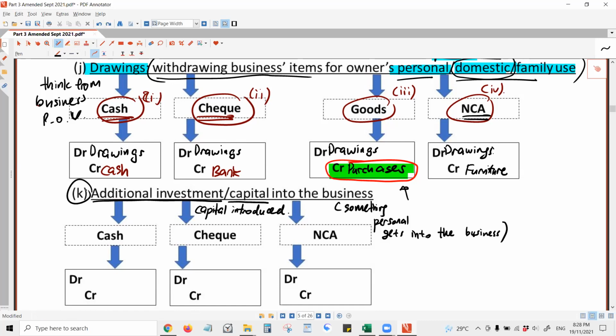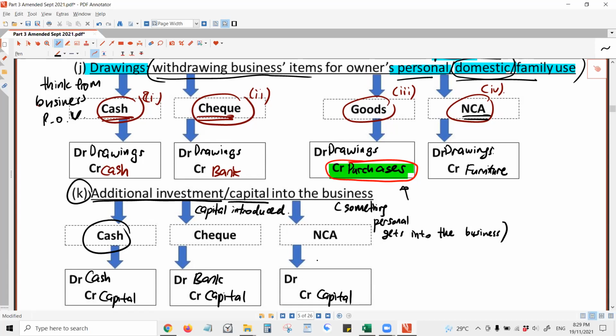You are going to credit capital. So do the credit entry first. Credit capital. And what do you debit? You debit cash. If you put personal cash into the business, the cash in your business will go up, so you debit cash. If you put money into the business bank account, then debit bank.